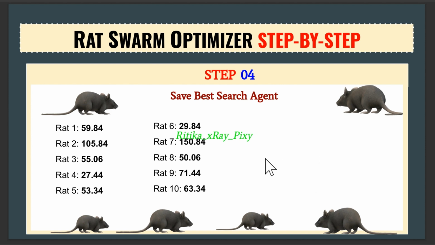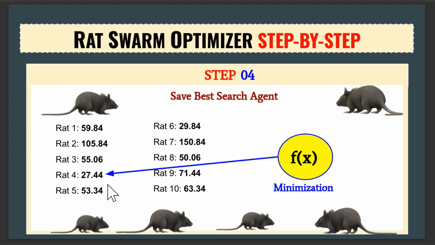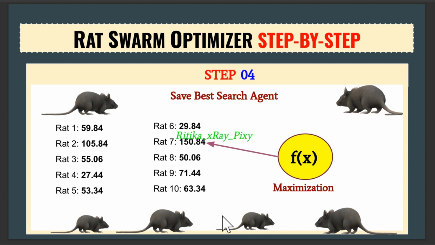So if you are doing the minimization, we will consider the minimum value as the best value. Suppose we have a total of 10 search agents. For these 10 search agents, we calculated the 10 fitness values. Now if we are doing the minimization, we will consider the minimum value among these 10 as the best value, and if you are doing the maximization, consider the maximum value among all as the best value. So in this step, save the best search agent.